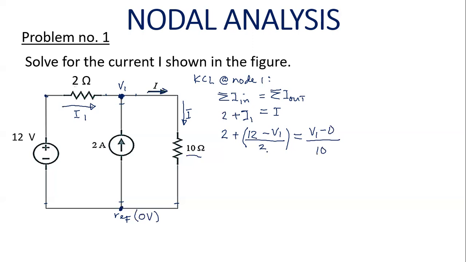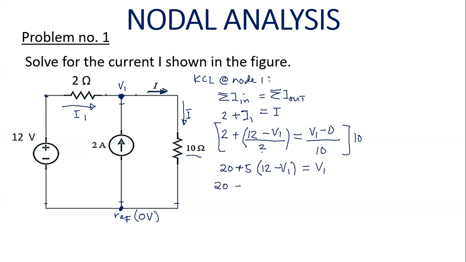Since we have the denominators 2 and 10, to get rid of the denominators, let's multiply both sides of the equation by the least common multiple, which is 10. So 10 times 2 is 20. 10 divided by 2 is 5, so you have 5 times 12 minus V1. And 10 divided by 10 is 1, so 1 times V1 is V1.